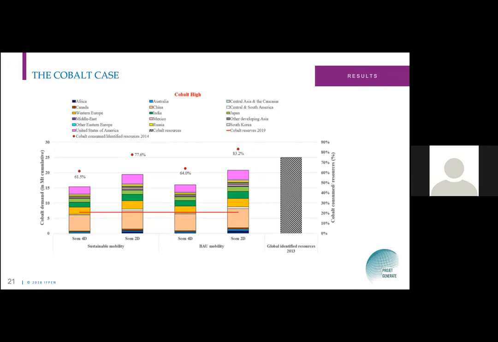So here, in terms of criticality for the cobalt demand, we are reaching around 83% of criticality in 2 degrees with business as usual mobility, while it would be 64% in a 4 degrees scenario.